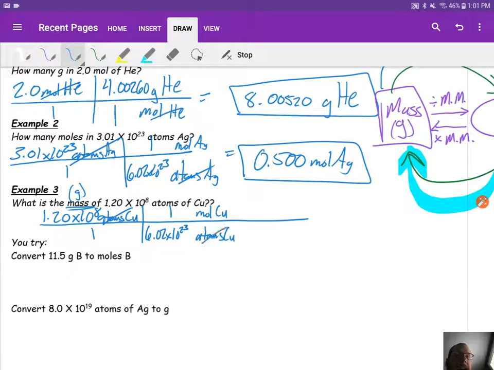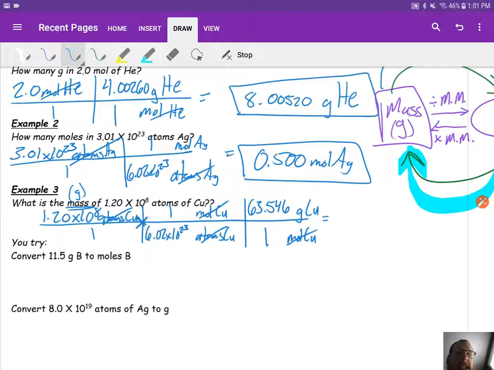So atoms are gone. Moles is not the unit that I want to end up with. Mass is, so I got to do one more step. So moles of Cu on the bottom, grams of Cu on the top, 1 mole. And then where do I figure out the number of grams? I go to my periodic table. 63.546 would give me the molar mass of copper. Now I just have to do the math.